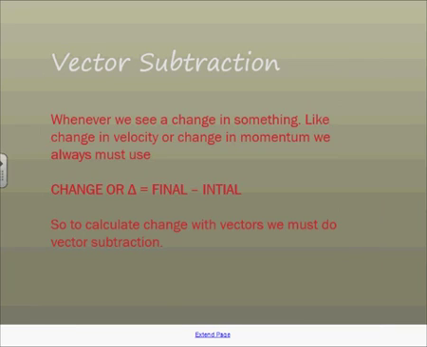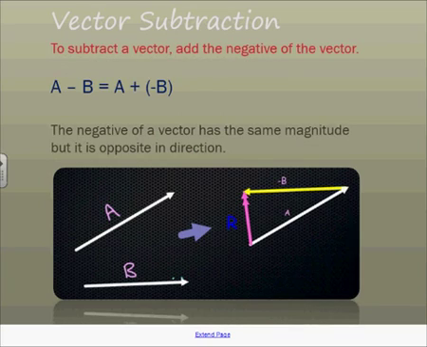Now this is the most important part of vectors. Essentially, if you want to do something that involves change, you must do subtraction. Okay, change means final minus initial. So when you're looking at things like vectors, you must actually take your final vector and subtract it from the initial vector, being aware that things like angles and directions are very important. So it's easier to show you by example.